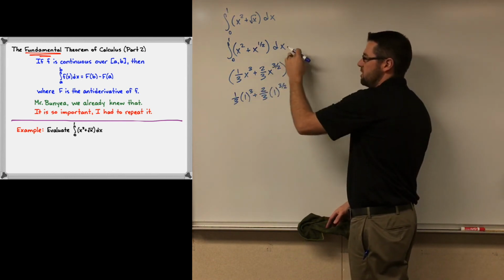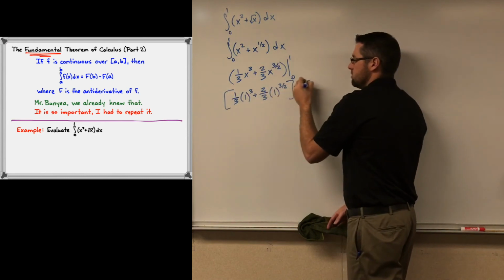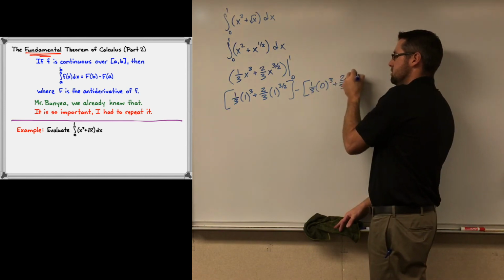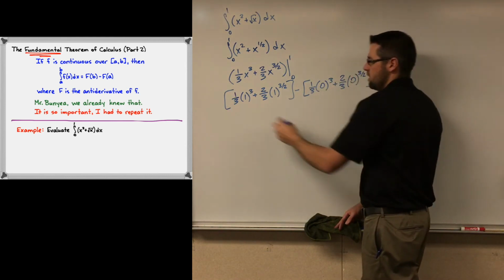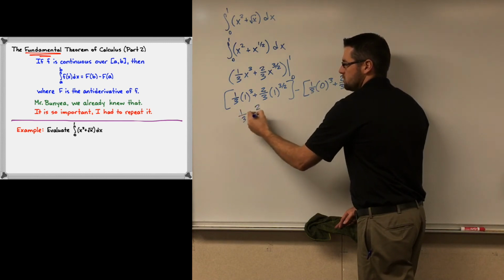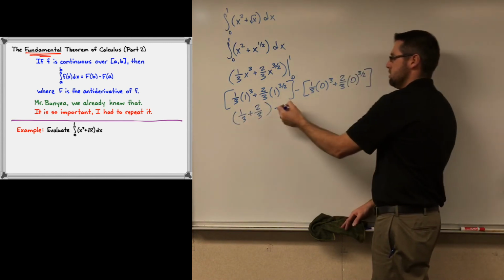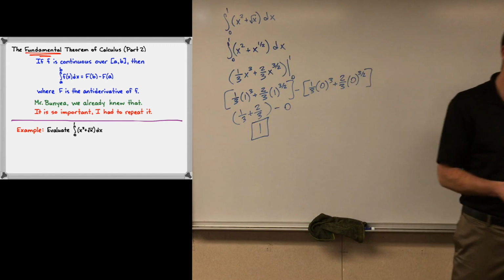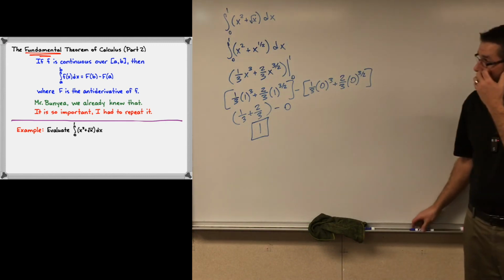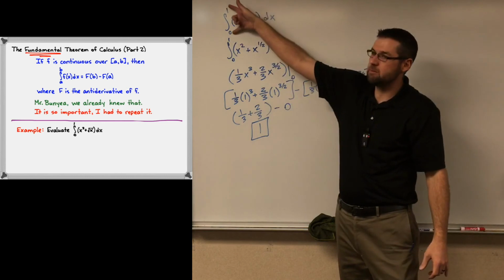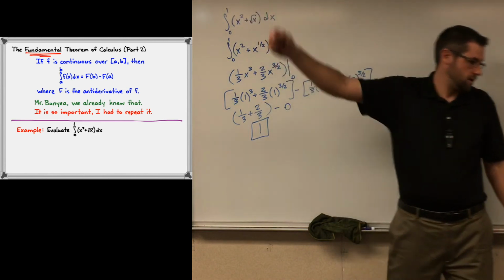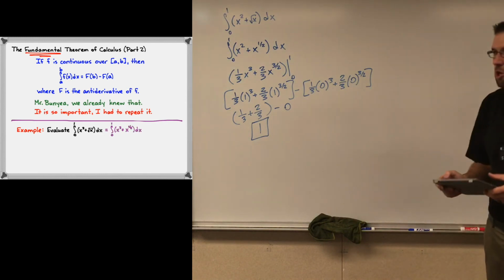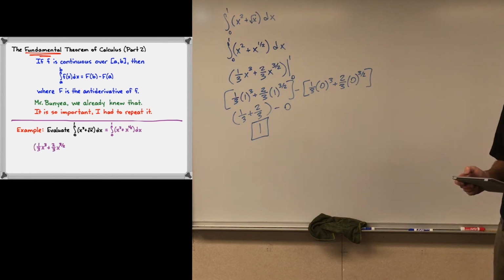Okay, so that's the first one. I'm going to plug in the upper bound. Minus 1/3 times 0 cubed plus 2/3 times 0 to the 3/2. Okay, so this is 1/3 plus 2/3 minus 0, so 1. Right? It's good practice. That's it. You knew you were going to get a numeric value because the limits were both numbers, right? Okay. You guys got that? Just make sure you don't take the derivative when you're supposed to take the integral.